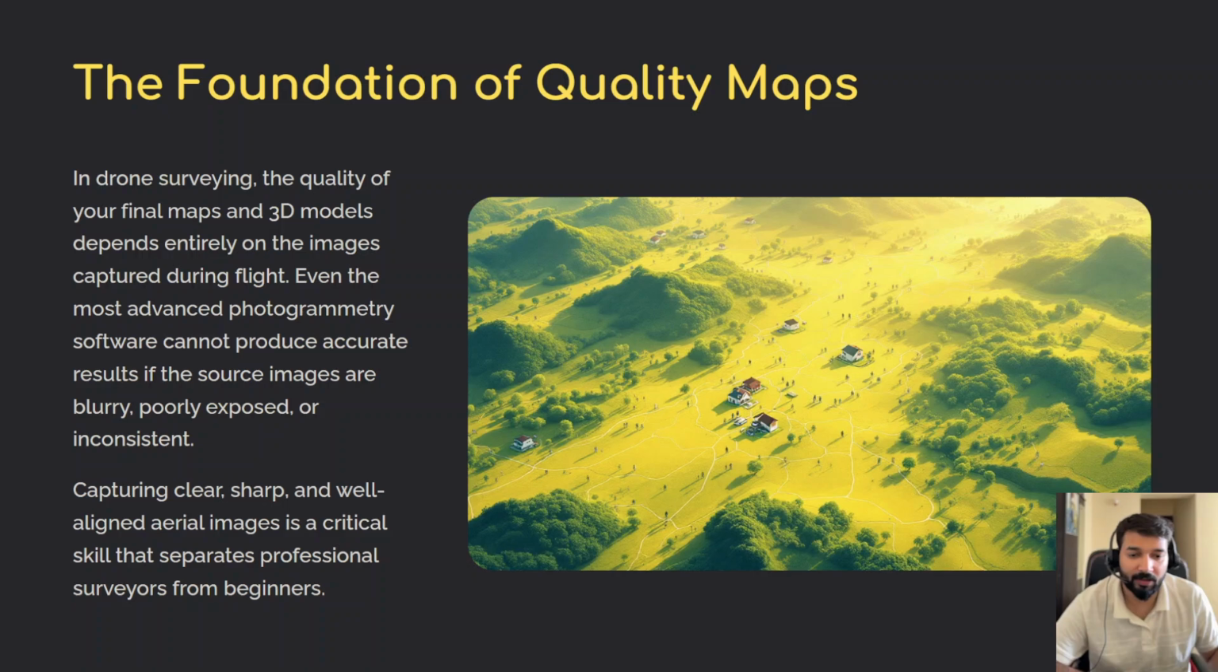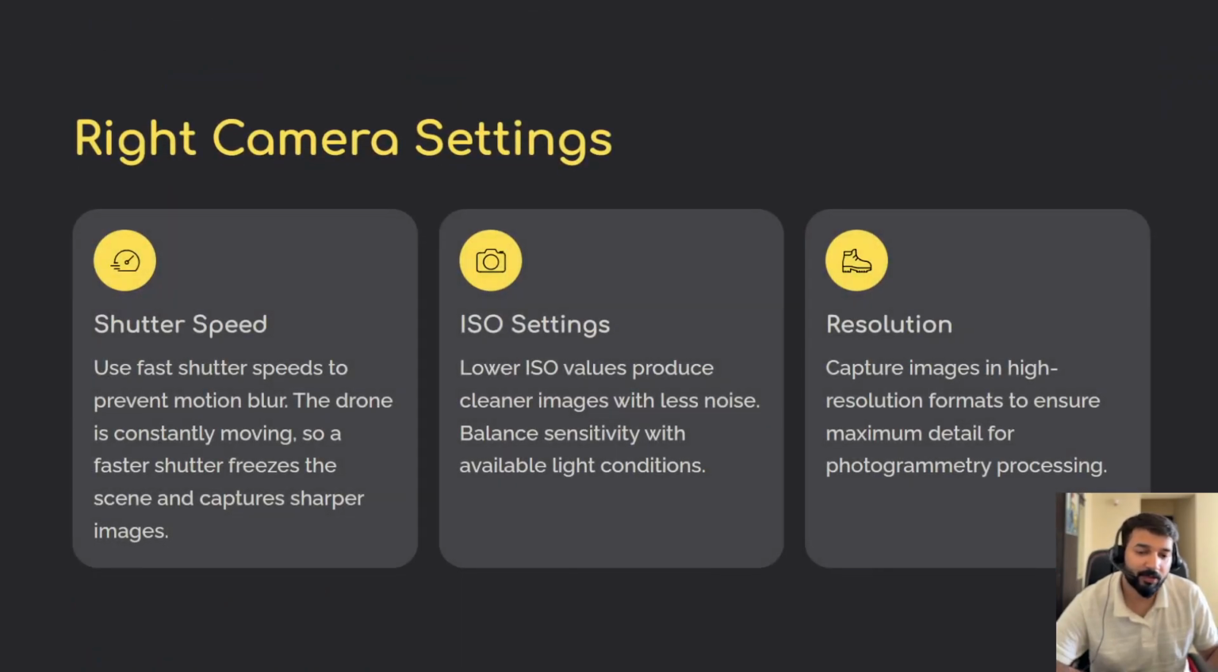Let's explore the key factors that help ensure high quality aerial image capture. First, use the right camera settings. Before starting the survey mission, it's important to configure the camera settings properly. One important setting is shutter speed. Because the drone is constantly moving during a survey mission, the camera needs a fast shutter speed to prevent motion blur. A faster shutter speed helps freeze the scene and capture sharper images.